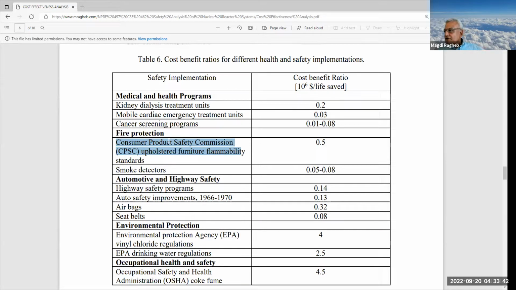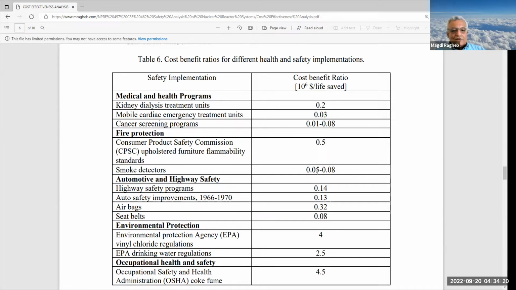rules on when you manufacture any kind of furniture, you have to design it to be non-flammable, so it does not catch fire. Why is this? People like to go and sleep with a cigarette in their hand, and then the cigarette falls on their furniture, on their mattress or their bed, and oops, it catches fire and the whole house goes on fire. You'll find that furniture in the United States has to be made out of, in that case, non-flammable materials. The cost-benefit ratio is 0.5.